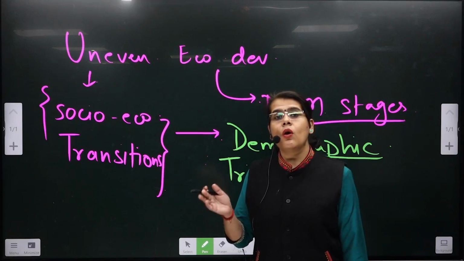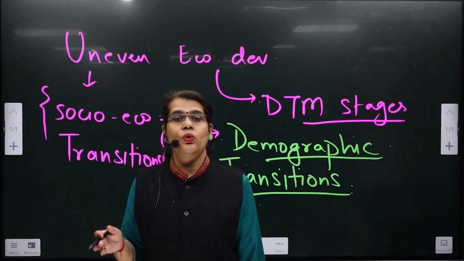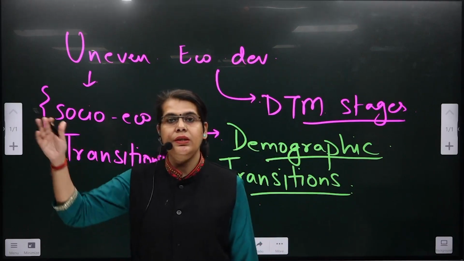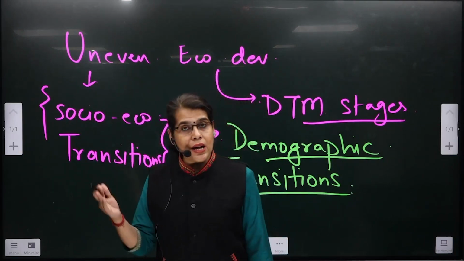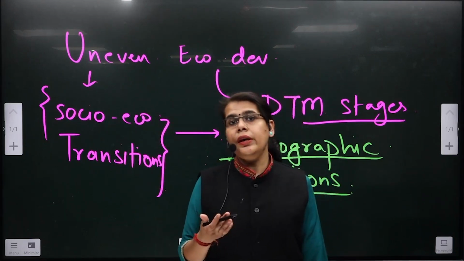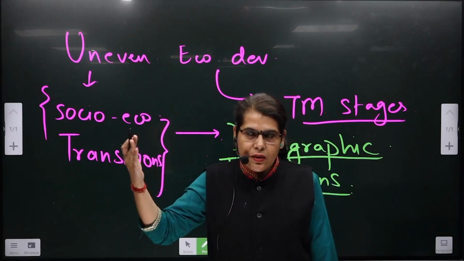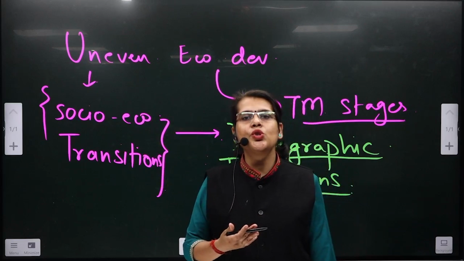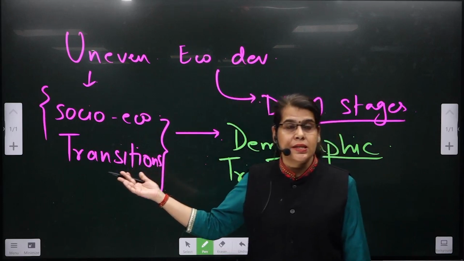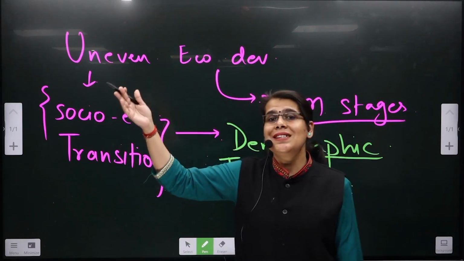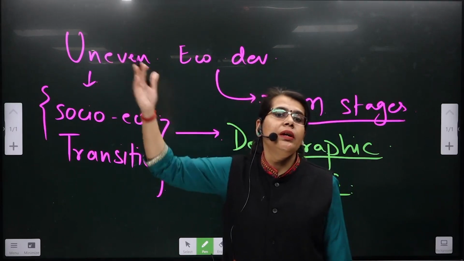DTM is a model which is showcasing the different stages of demographic transition. So in the initial stages, the birth rates are quite high and the death rates are very high. And gradually we achieve a stage where the birth rates are low and the death rates are also low. So can we say that these stages also showcase to us the different stages of socio-economic transition? Yes. So let's say, for example, in a nascent stage, a country is less socio-economically developed.